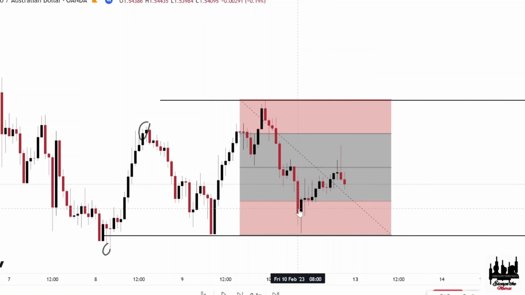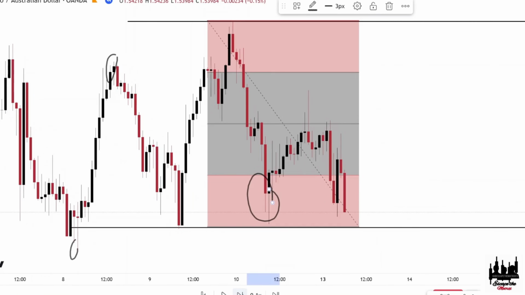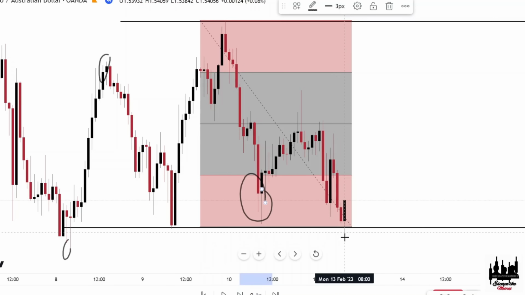And price reacted. Price reacted from our discounted area. But in this instance, price sold off and went back to being worthless. But what happened here? Let's go back to the t-shirt theory. Let's say price here was purchased.